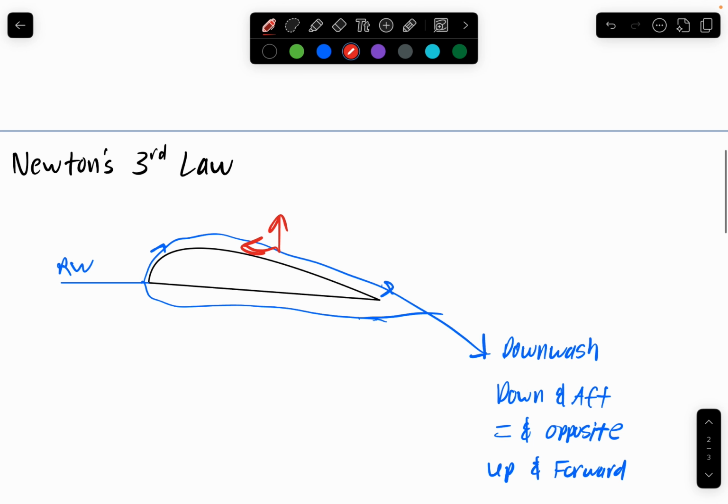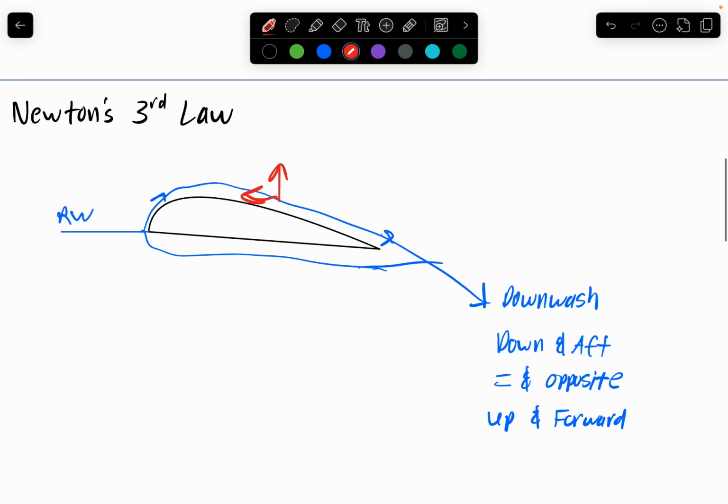Newton's third law, right, we have air that travels over and down, right, and that's called downwash. That down and aft force has an equal and opposite upward and forward force, and that's how we get lift through Newton's third law. All right, that's a quick description of lift.